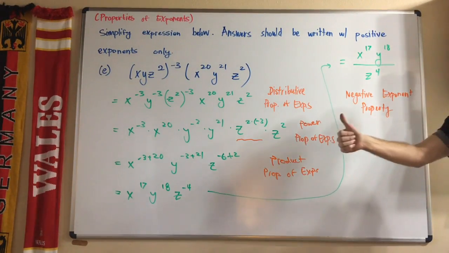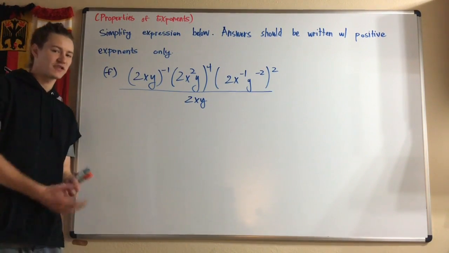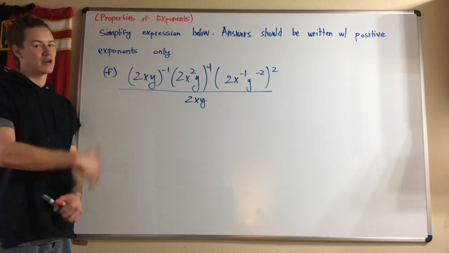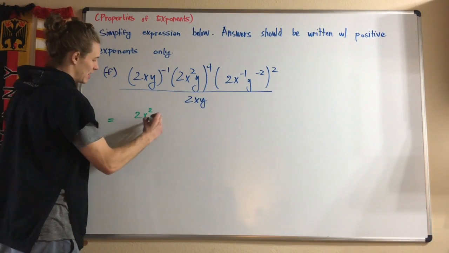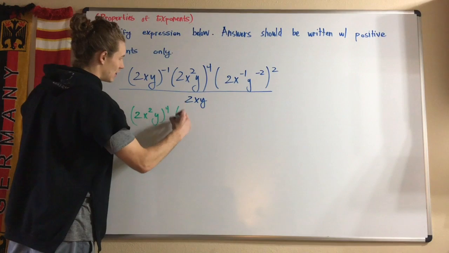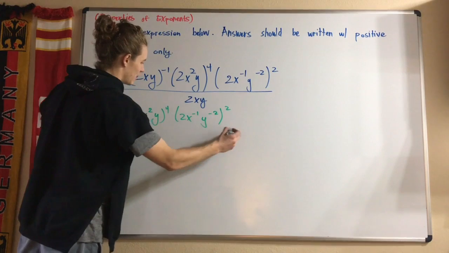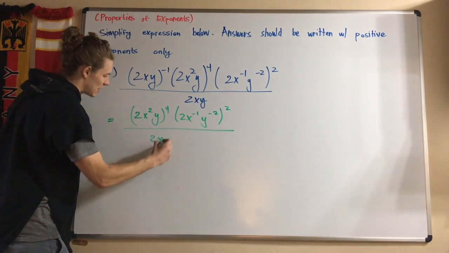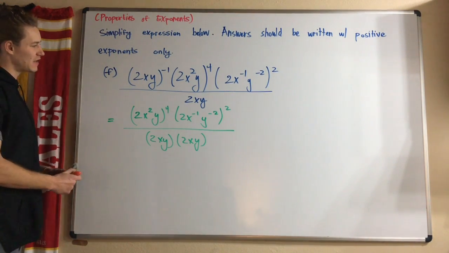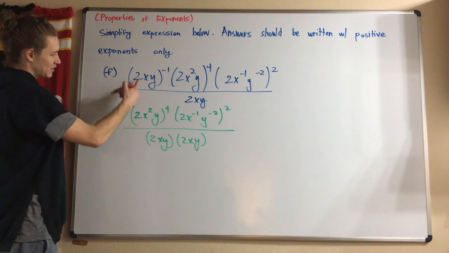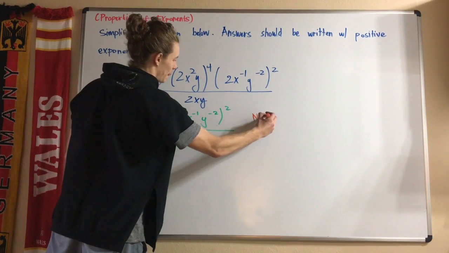Great. Part F. So this is a little bit more complicated expression than the previous one, so I won't begin by saying all the properties that we'll use. Notice that I could rewrite this as 2x squared y to the 4th, 2x to the negative 1, y to the negative 2 squared over 2xy times 2xy. And how could I do that? I just moved this 2xy in my numerator to my denominator by the negative exponent property.